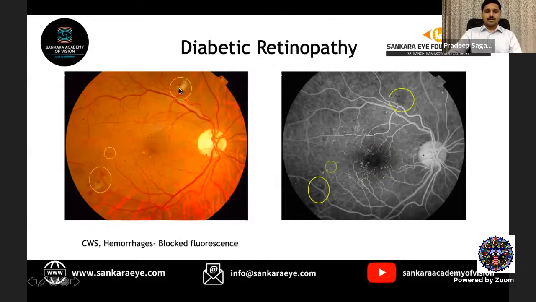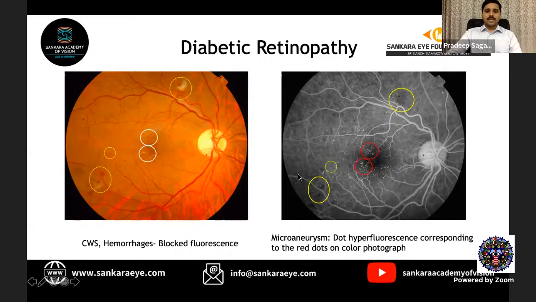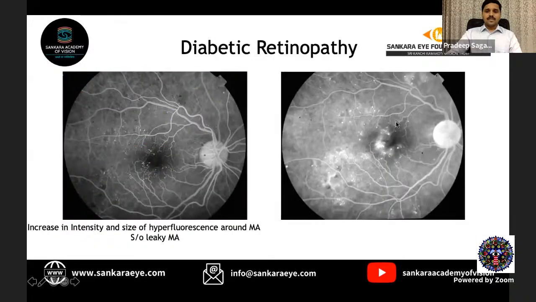We can see that the cotton wool spots and hemorrhage are seen as blob fluorescence, as we can see over here, whereas the microaneurysms are seen as dot hyperfluorescence. So we can differentiate a dot hemorrhage and a microaneurysm on fluorescein angiography. Here we can see that this is a dot hemorrhage, which is seen as a blob fluorescence, whereas microaneurysm is seen as dot hyperfluorescence.